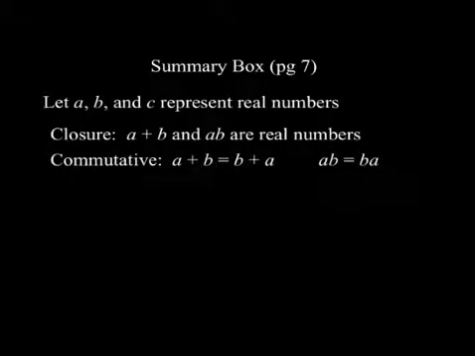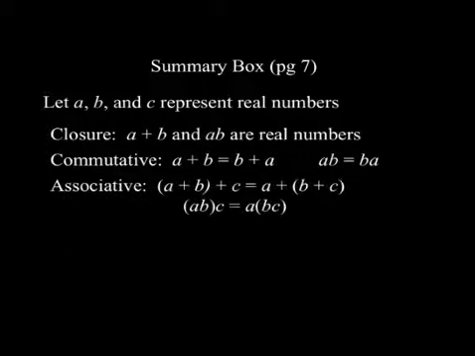Addition and multiplication are also commutative. Notice A plus B is equal to B plus A. You can switch the order around for addition or multiplication without changing the result. This is not true for subtraction because A minus B is usually not the same as B minus A. It's also not true for division because A divided by B is usually not equal to B divided by A.